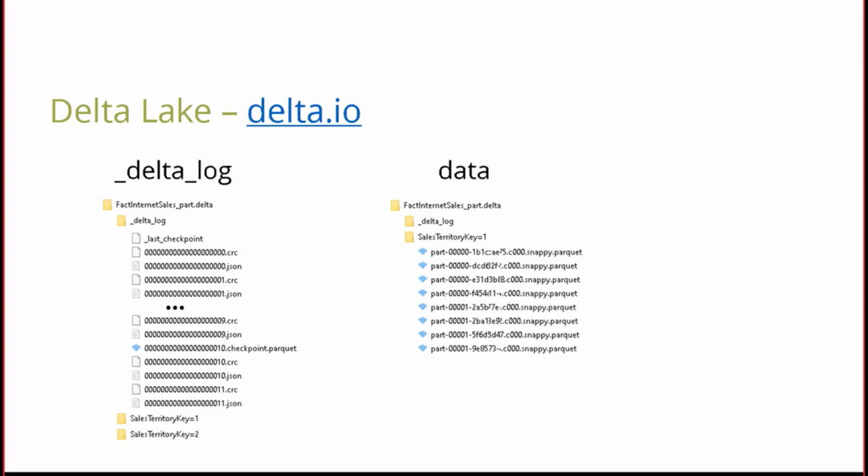So if you only query for a subset of columns, it doesn't have to touch the other ones. There are some headers in there that allow you to read only specific parts of the Parquet file.